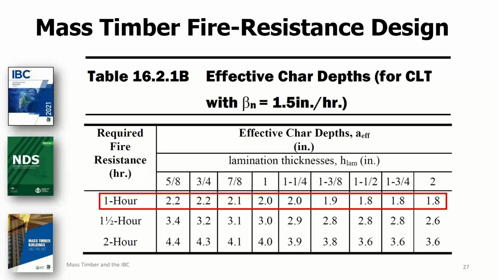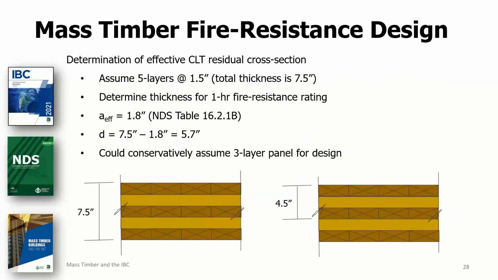Also note that CLT with thinner laminations has a greater effective char depth at a given fire resistance time than CLT with greater lamination thicknesses. This also is a result of the model for CLT char depth. So using this CLT model, a thickness of CLT equal to the effective char depth is subtracted from the exposed surface in a manner that's similar to the procedure used for design of other wood members.